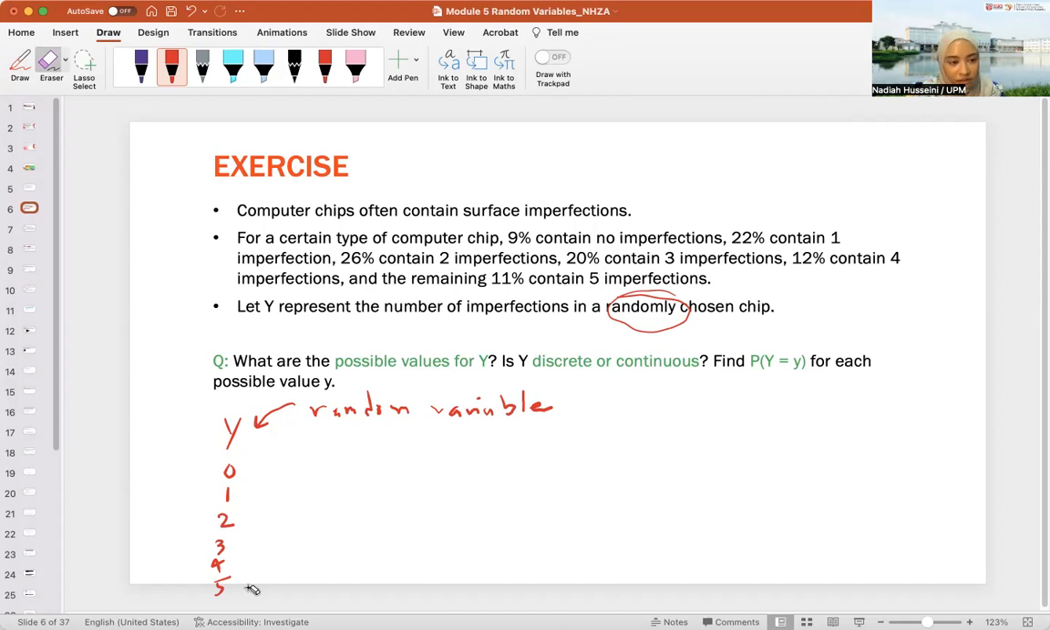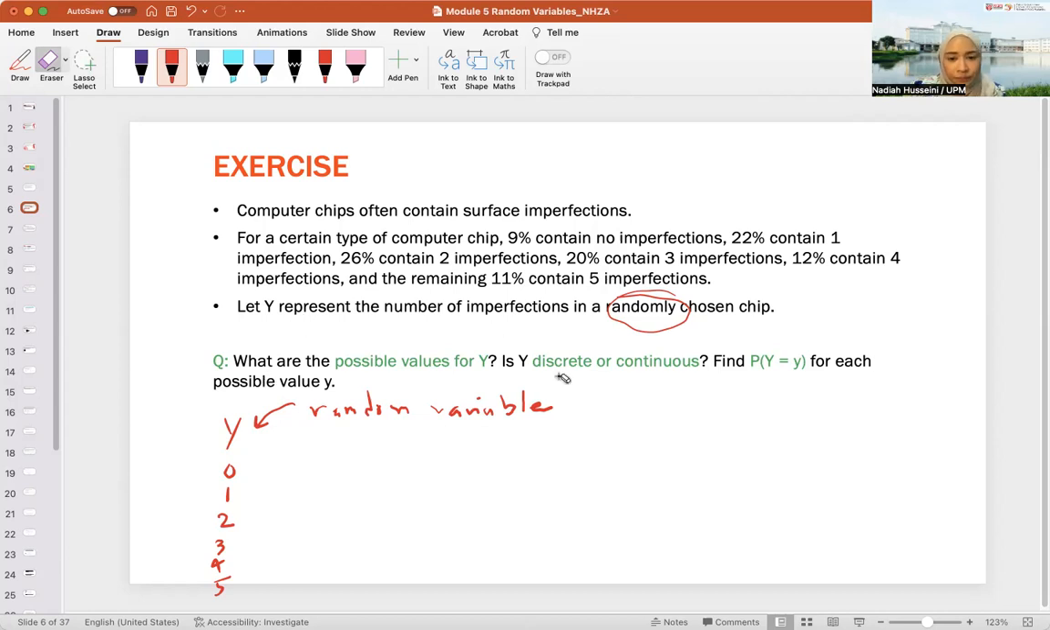Discrete. Discrete, because... what's the justification for that? Because the imperfections can only be integer. There's no 1.2 imperfections. Correct, because we're talking about integers. The number of flaws is in integers, correct.